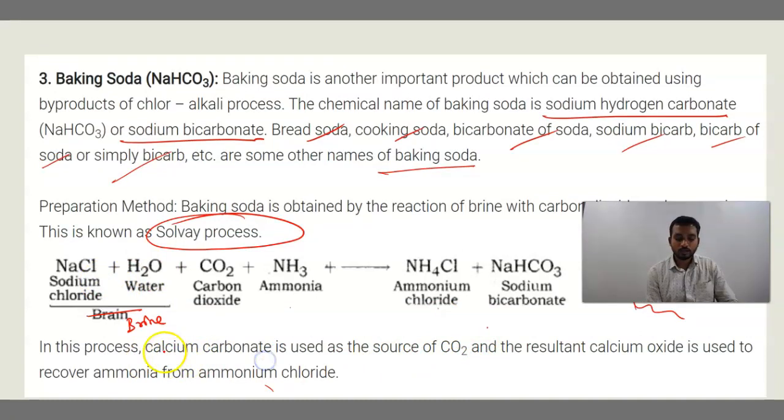Calcium carbonate. We can see here this calcium carbonate is used as a source of carbon dioxide, and the resultant calcium oxide is used to remove ammonia from ammonium chloride. Okay, so this is regarding our baking soda. In this process, the calcium oxide we get is used to remove ammonia from ammonium chloride.